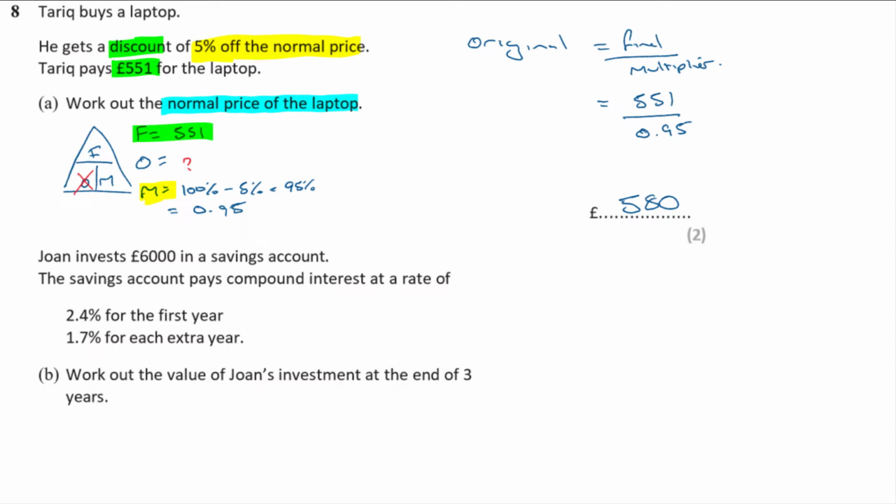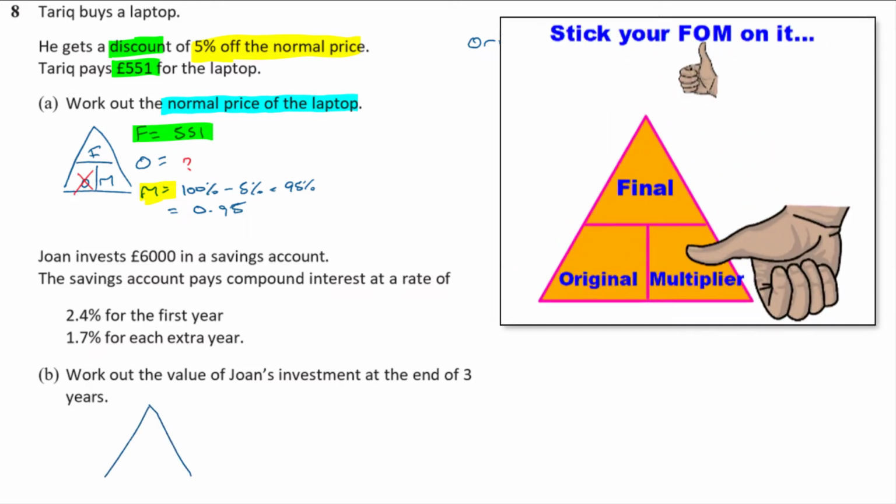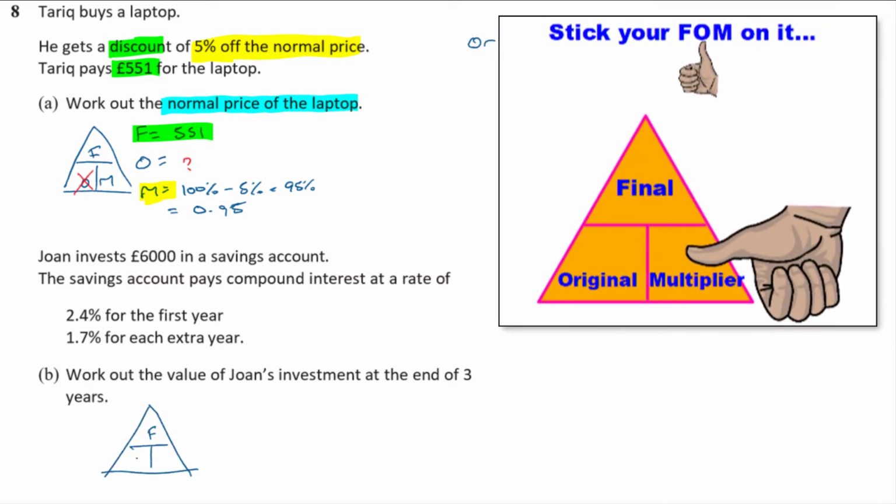The savings account pays compound interest at the rate of 2.4% for the first year and then 1.7% for each extra year. Okay, so work out the value of Joan's investment at the end of 3 years. Okay, so we're going to be working out final, original, multiplier. Now we've got two different types of multiplier here, haven't we?